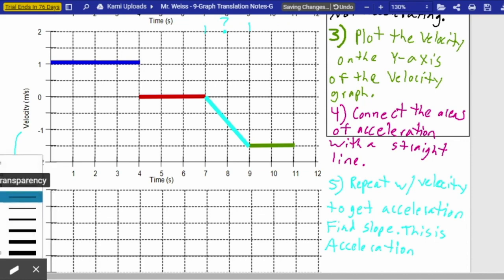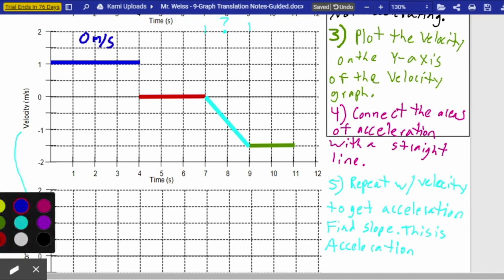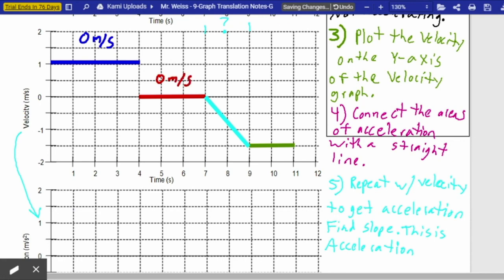Well, this one's a lot easier because we can just see that it's a horizontal line. So the slope of our blue line is 0 meters per second squared. We're going to do the same thing for our red and green lines, also noting that they are horizontal lines, so they'll also have a slope of 0 meters per second squared.